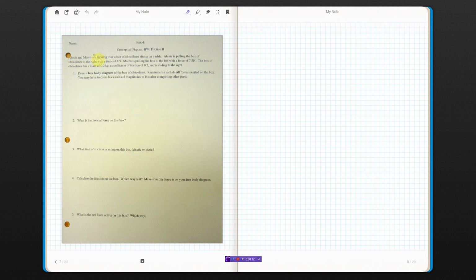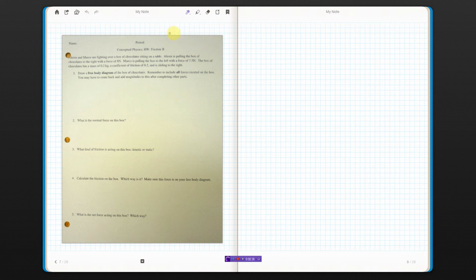Okay, so it says Alexis and Marco are fighting over a box of chocolate sitting on a table. Alexis is pulling the box of chocolates to the right with a force of 8 newtons. Marco is pulling the box to the left with a force of 7.5 newtons. The box of chocolates has a mass of 0.2 kilograms and a coefficient of friction of 0.2 and is sliding to the right. Notice it doesn't say if the coefficient of friction is kinetic or static yet, but it is sliding to the right.